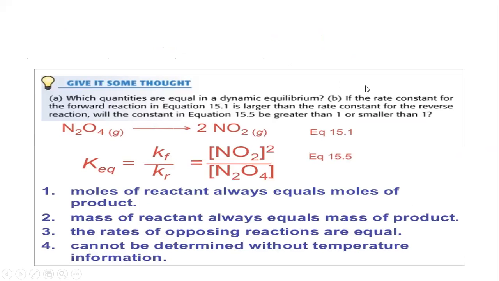Okay, so let's move to the second part of the question. If the rate constant for the forward reaction in equation 15.1, that is this, is larger than the rate constant for the reverse reaction, will the constant in equation 15.5 be greater than 1 or smaller than 1? This is also a 5 seconds question. Yes, anyone?